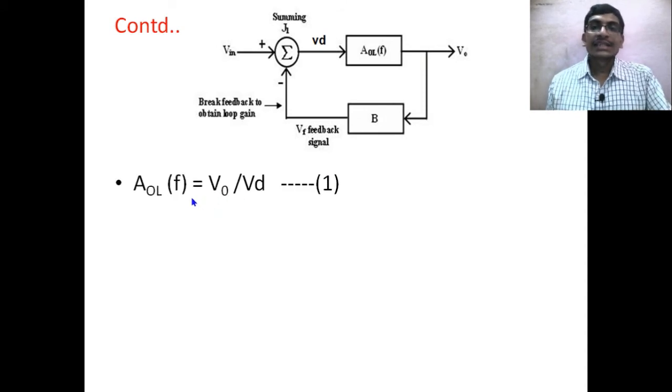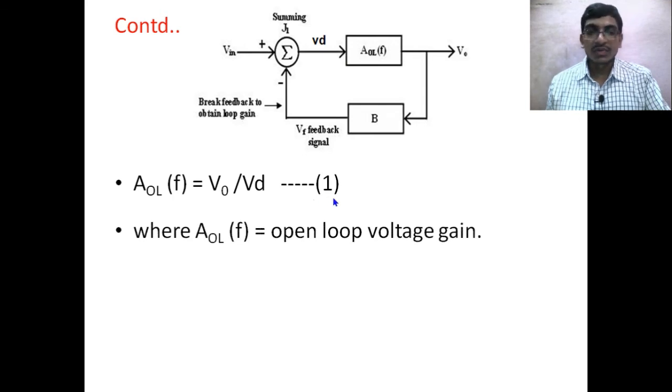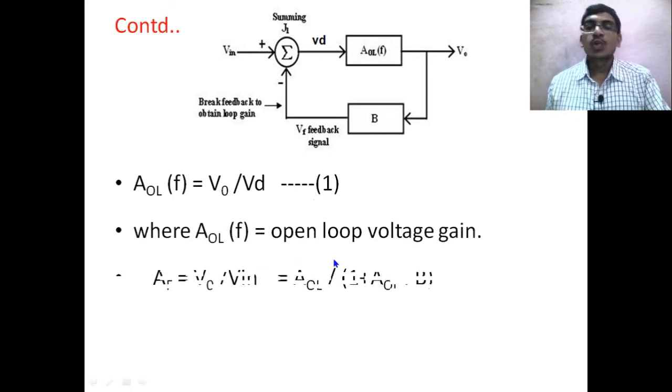Let us see AOL of F is equal to V0 by VD. AOL means the open loop gain of the operational amplifier, F means with respect to the frequency, which is V0 divided by VD, output voltage divided by the differential input voltage for the open loop op-amp, AOL VD, which is equation number 1, where AOL is the open loop voltage gain, and the closed loop voltage gain AF is equal to V0 by VIN. For the closed loop, V0 is the output voltage and the input voltage is VIN, which is equal to AOL by 1 plus AOL beta.